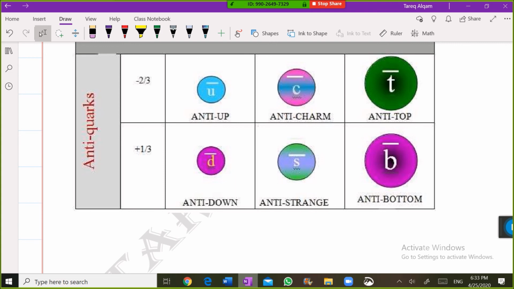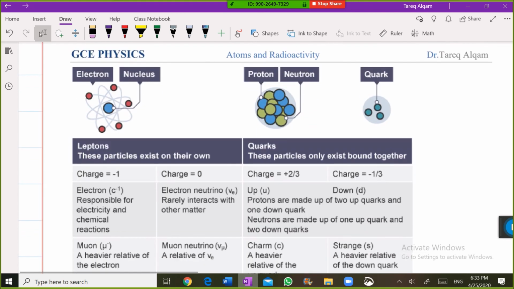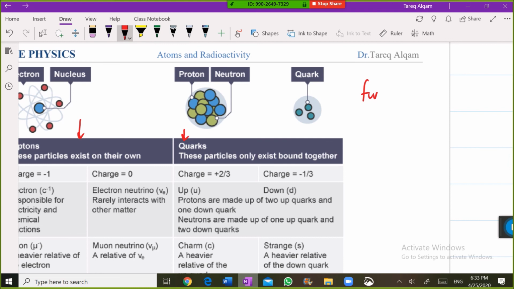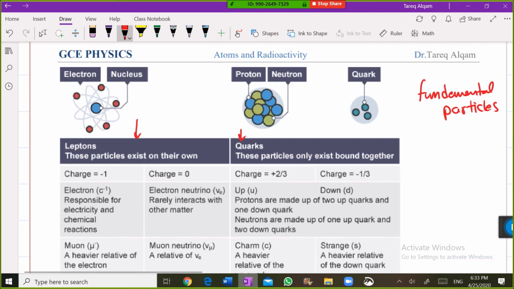Now let's distinguish between leptons and quarks. Leptons and quarks, guys, are called fundamental particles. What does this mean, guys? They cannot be divided into smaller units. يعني كأنهم basic things. يعني leptons cannot be divided to any other smaller particles، والquarks as well. فهدول بسموهم fundamental particles، يعني the smallest particles that can be found in the universe.